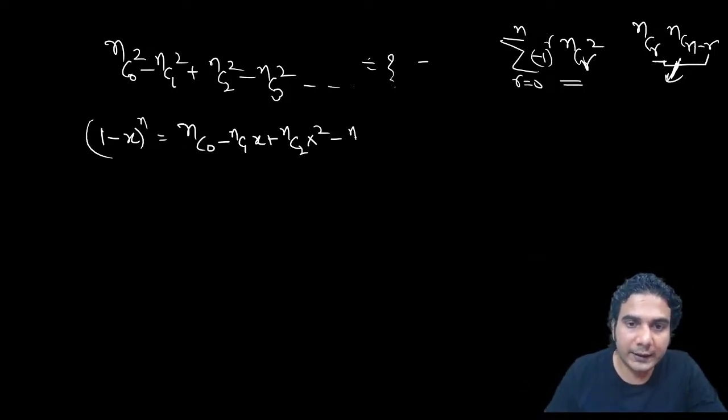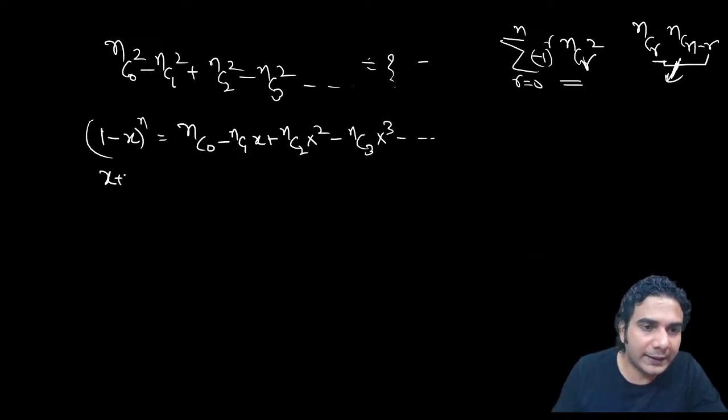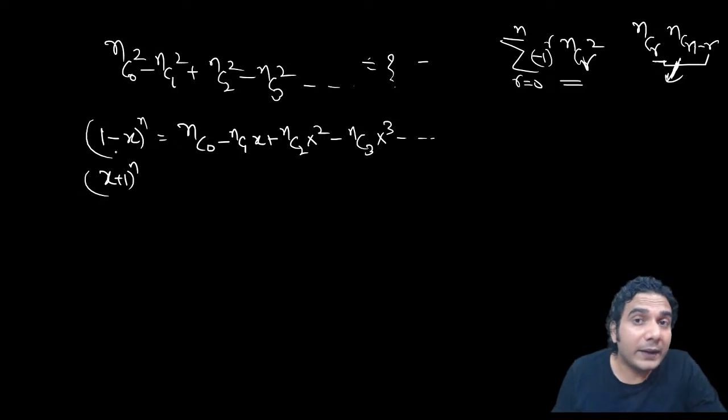So minus nC3 x raised to 3 and so on. Leave it now. Now write the second expansion, (x plus 1). Why have I taken this minus sign? Because I'll get alternate plus minus sign. In the required series, it is alternate plus minus. That's why I have taken 1 minus x.